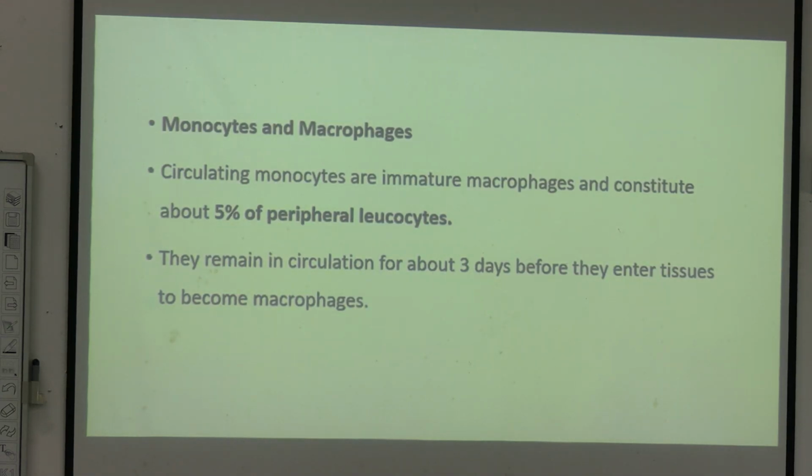Monocyte macrophage: circulating monocytes and immature macrophages constitute about 5% of peripheral leukocytes. They remain in circulation for about 3 days before they enter tissue to become macrophages.